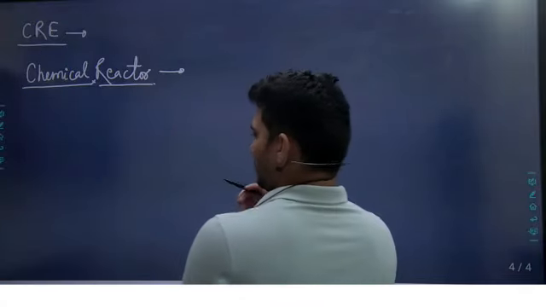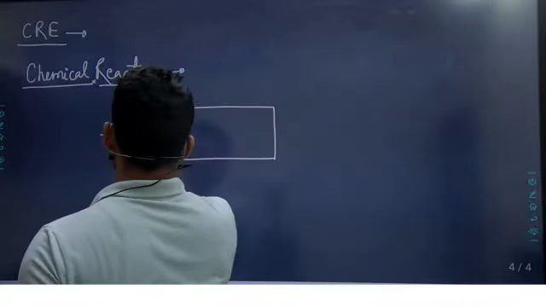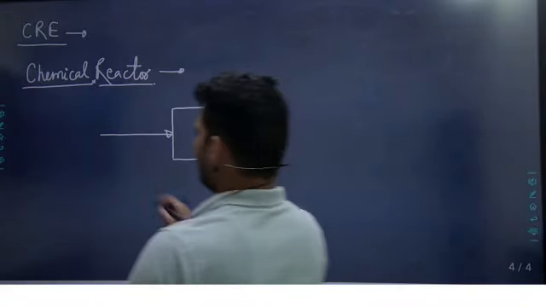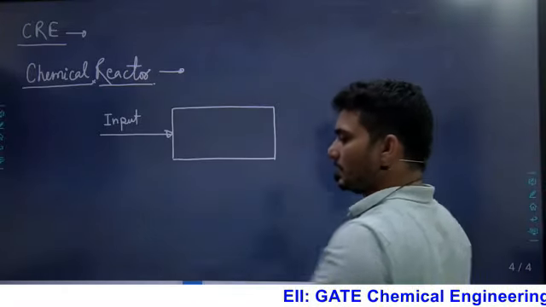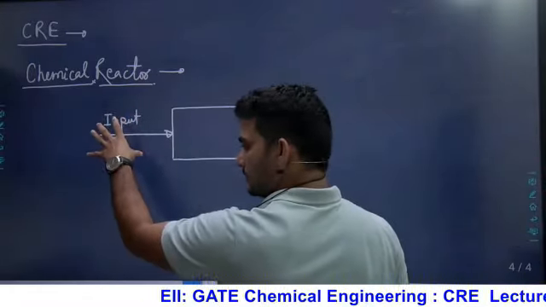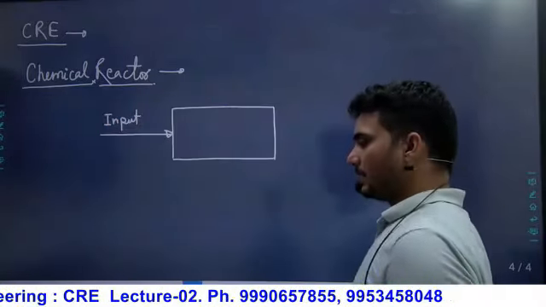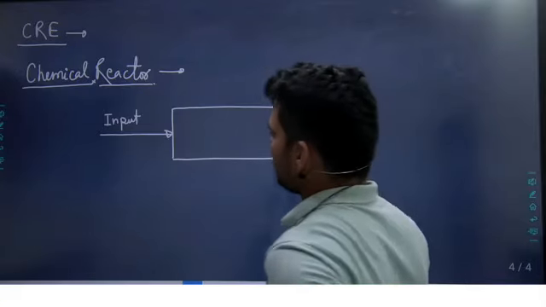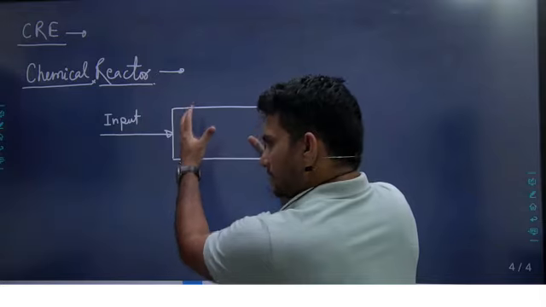Now try to understand, this diagram is very important. In the reactant there will be the input, which I am saying is the raw material that is ready for the reaction. That is the input. After that, what we are finding? It is the reactor.